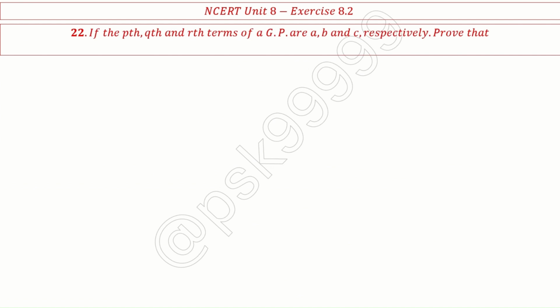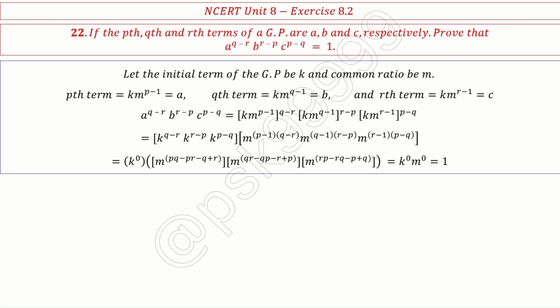The pth, qth and rth terms of a GP are a, b, c respectively. Prove that a to the power of q minus r into b to the power of r minus p into c to the power of p minus q equal to 1. Okay, so all such problems are very simple actually. You already know it's a GP. Okay, in a GP, let's assume that the initial term is k and the common ratio is m. Because r you cannot take, the rth term we are calling, so let's take something else.